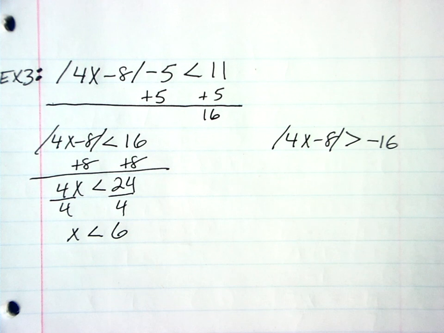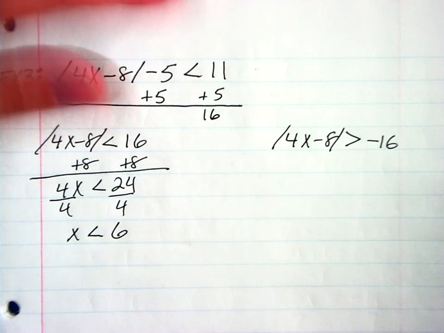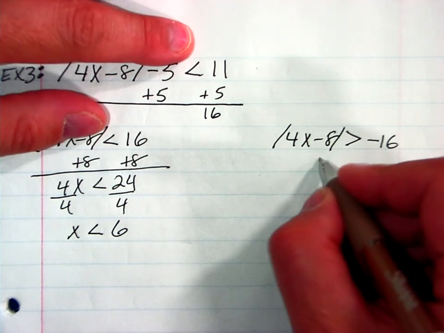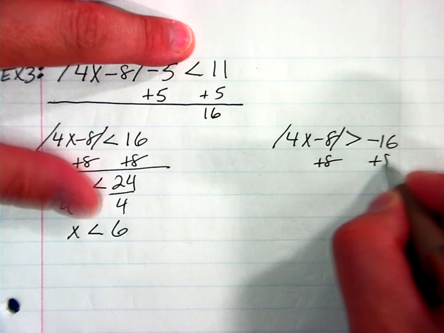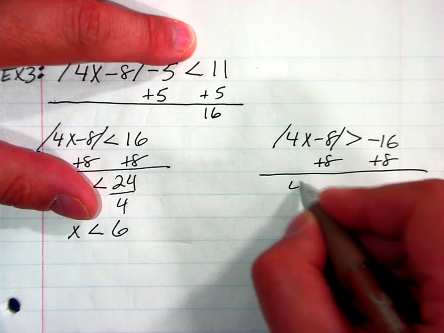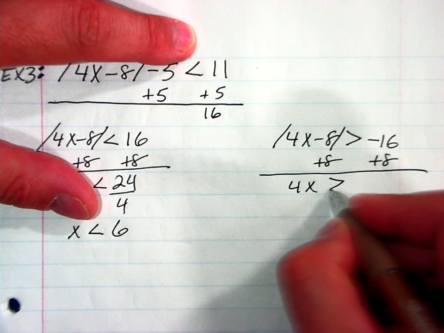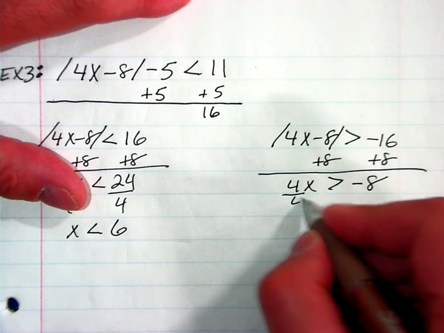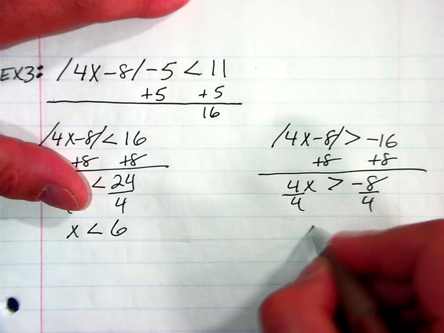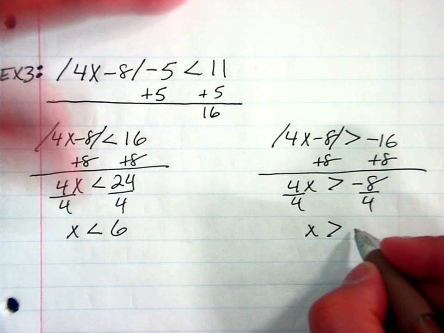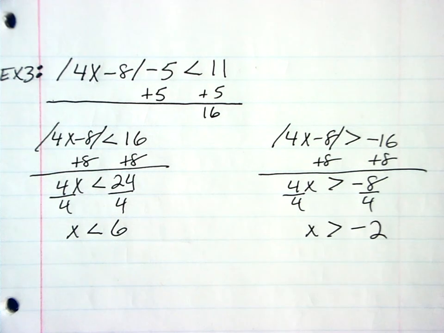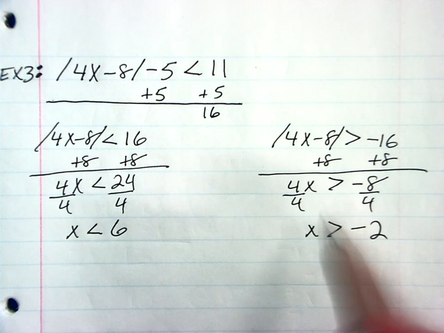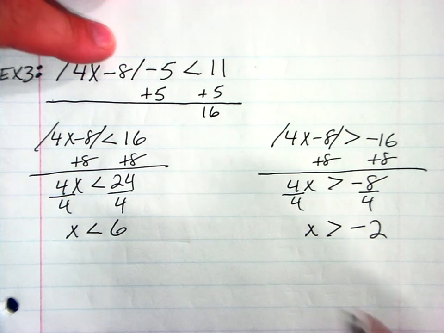So now we're going to solve the right side. It's a two-step inequality, so it's a minus 8, so I'm going to add 8. 4x is greater than negative 8. Divide by 4, divide by 4, x is greater than negative 2. Remember, if you multiply or divide by a negative, what do you have to do to the sign? Flip it. We didn't on this one. I just wanted to remind you of that.